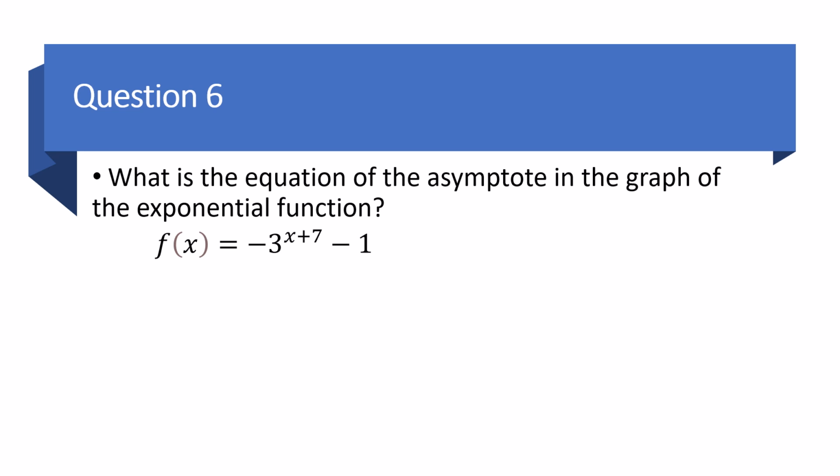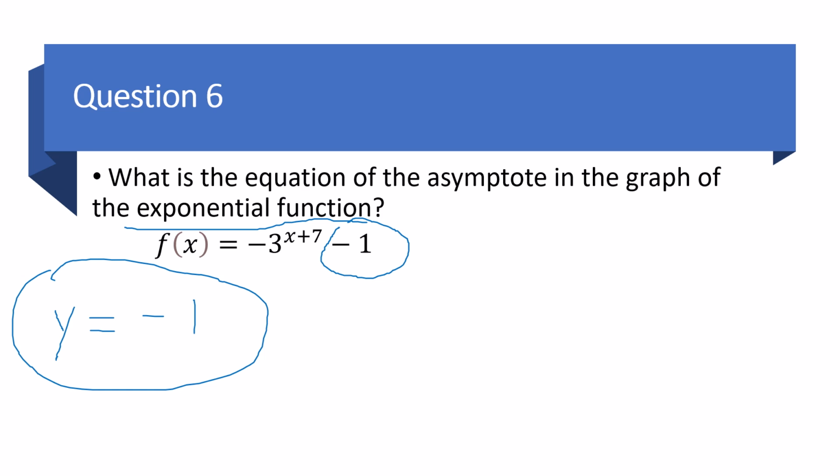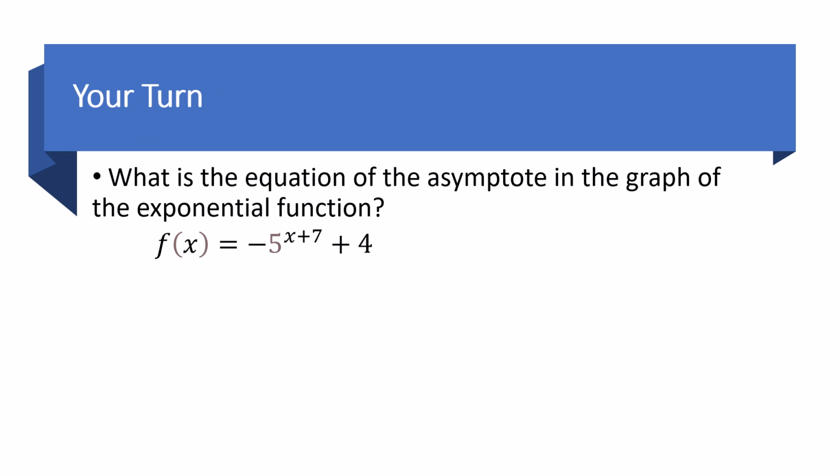All right, question number 6. What is the equation of the asymptote in the graph of the exponential function? We basically take this equation and whatever we are adding or subtracting, we set that equal to y. So y is equal to negative 1 is the equation of the asymptote. Let's try it again. The asymptote is y equals, this time, positive 4. That's the equation of the asymptote.